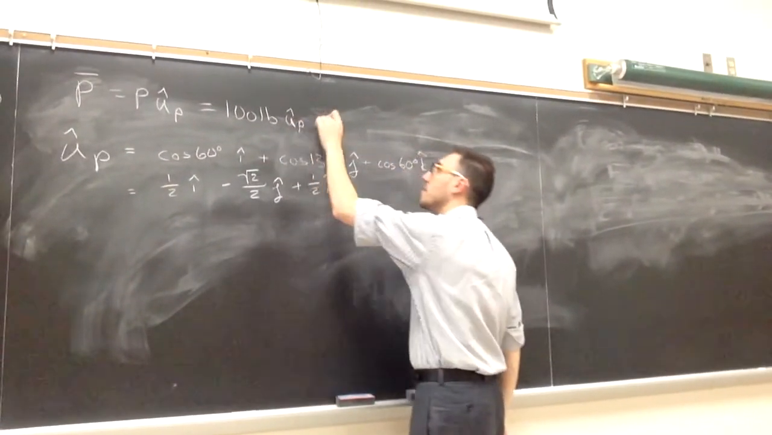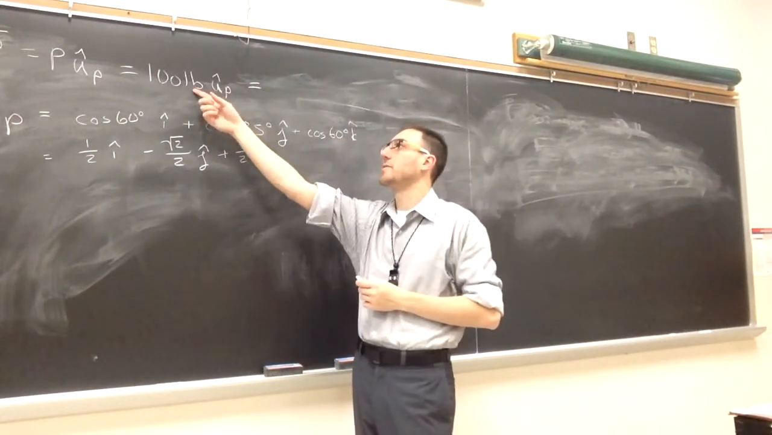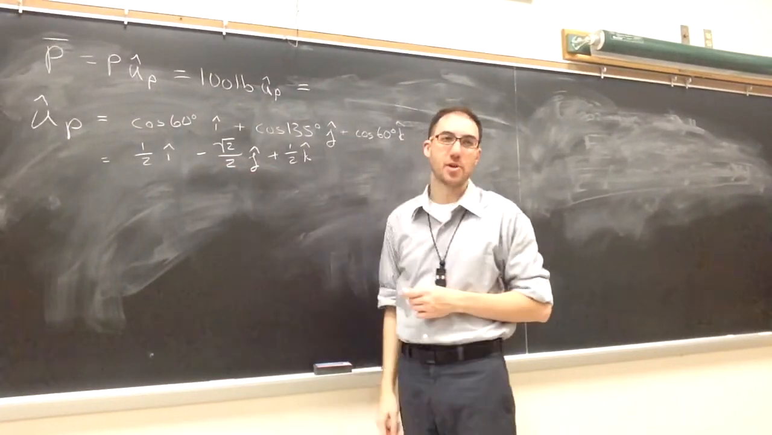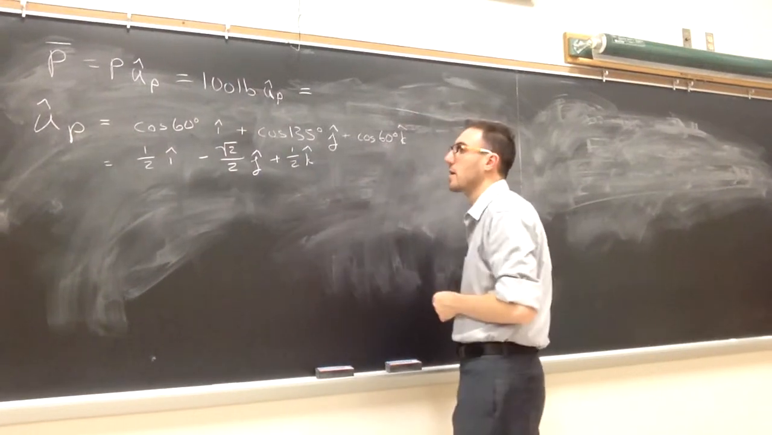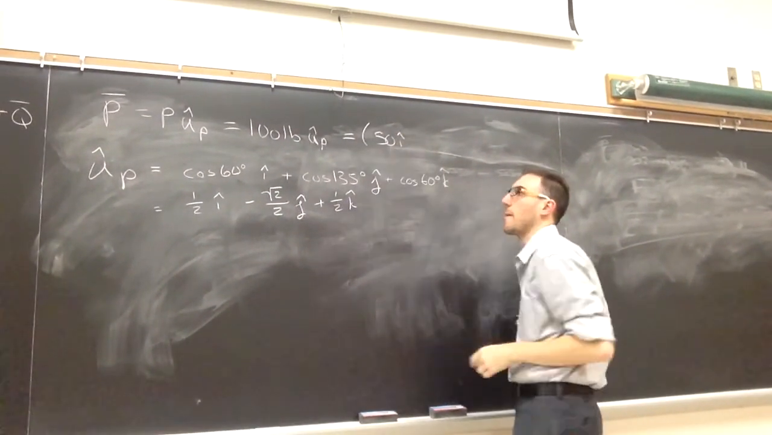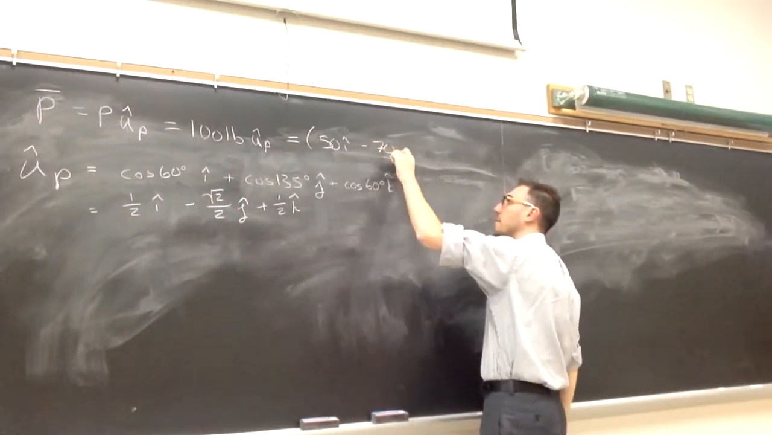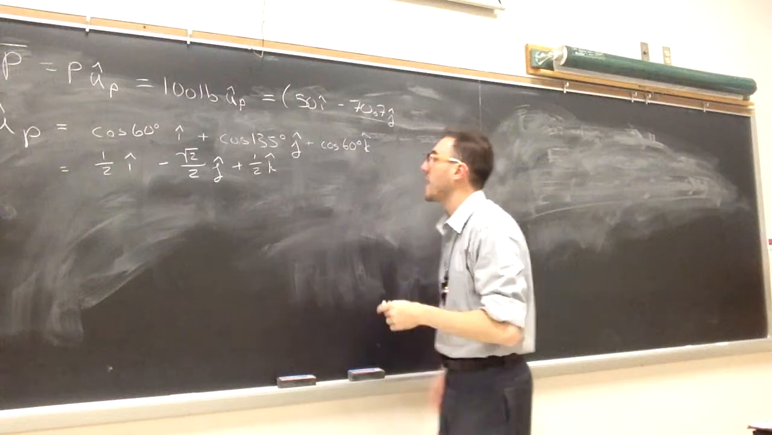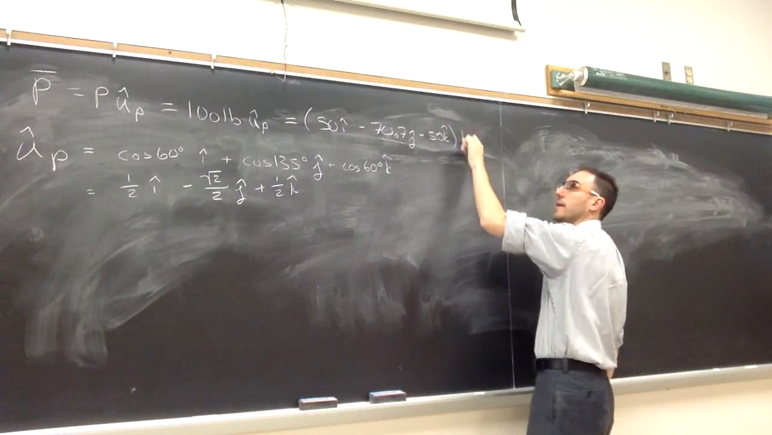So the last step is I want to find vector p in component form. I know that its magnitude is 100. I just found u hat p. So I multiply this scalar by this vector. And to do that, I'm really just distributing the scalar into the components. So the 1/2 i gets multiplied by 100 and gives me 50i. 100 times negative root 2 over 2 gives me about negative 70.7j. And the 100 times the 1/2 k gives me plus 50k. And this is in pounds.